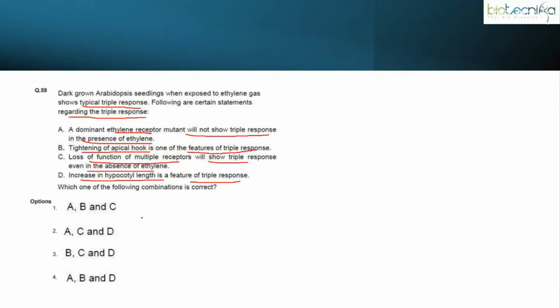Okay, what about others? So what is the precursor of ethylene? What is the precursor of ethylene? So you all might be aware that we have only two plant hormones that have an amino acid derivative, right? So for auxin, we have tryptophan. What about ethylene?